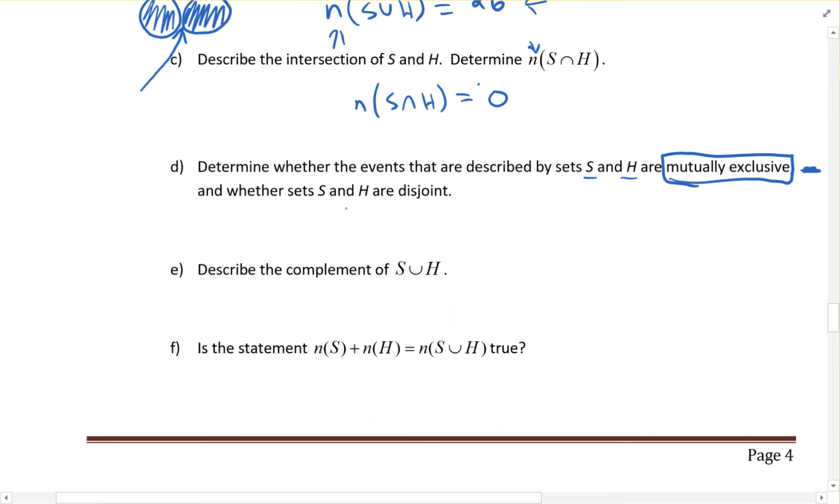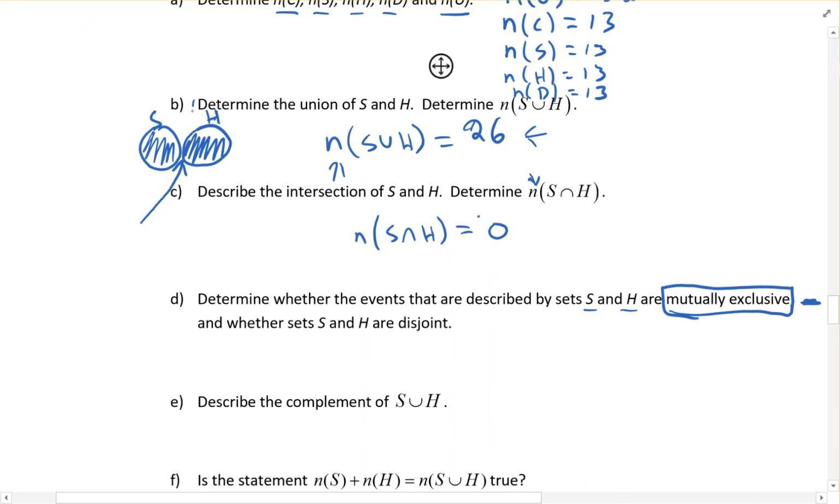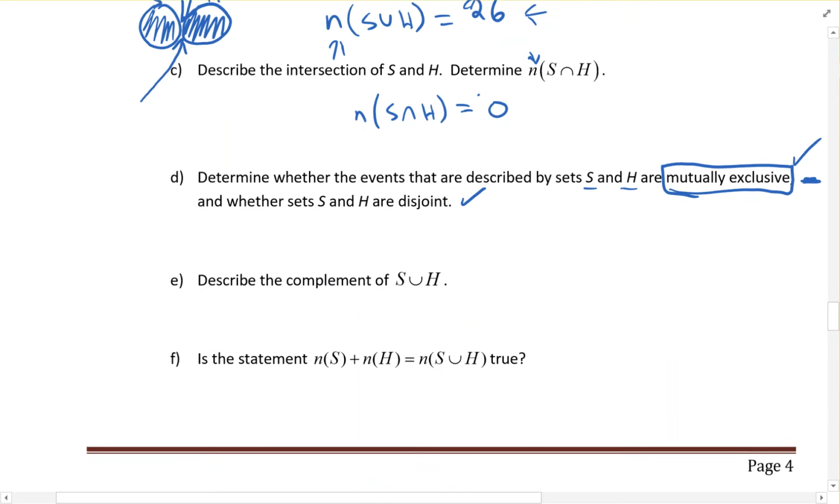and whether sets S and H are disjoint. So remember, disjoint just means that they are not joined. So disjoint sets, yeah, they're not joined together. So both of those. So they are mutually exclusive and they are disjoint. So I'll let you guys write that down.